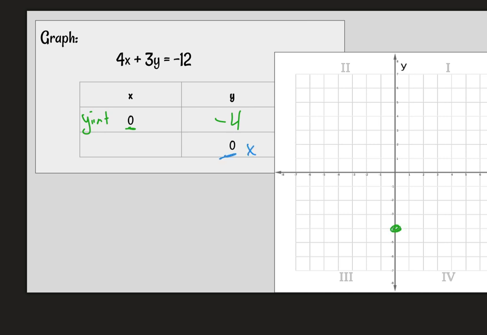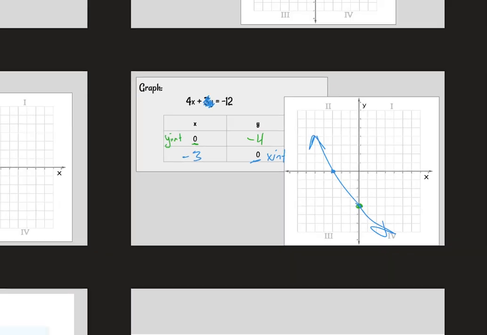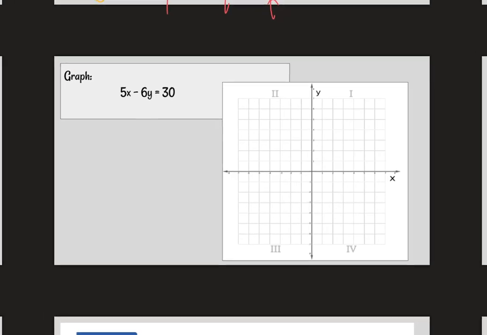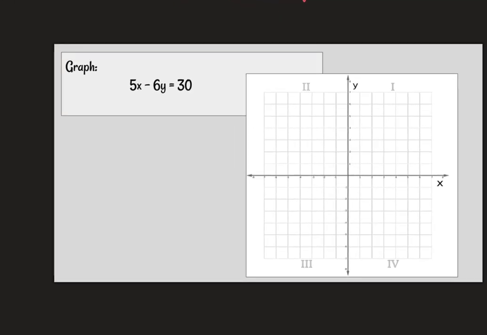X-intercept, well, then y is 0. The x-intercept, if y is 0, this is negative 3 right there. There's our graph. Like that, yeah? Just another couple examples, and then we'll do a quote-unquote real-life example.